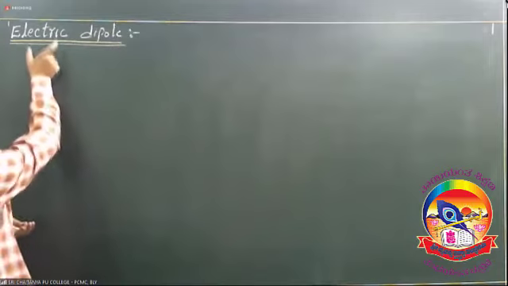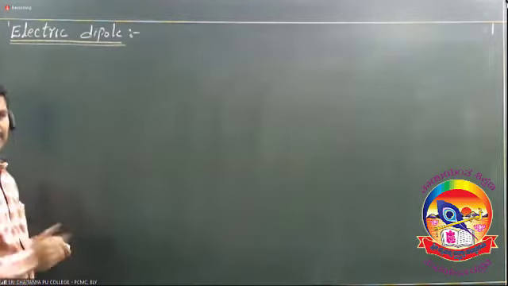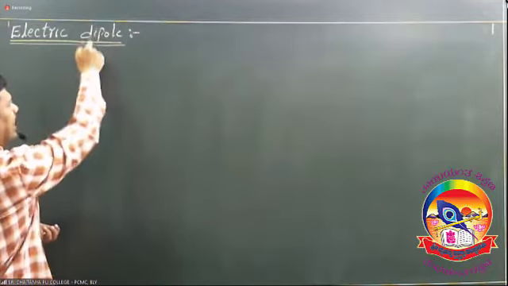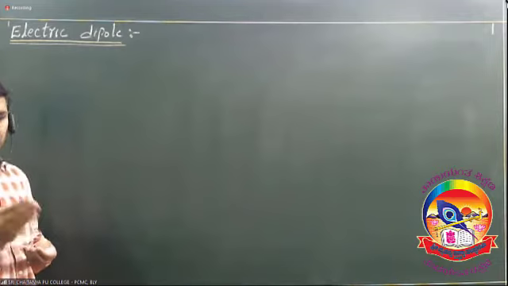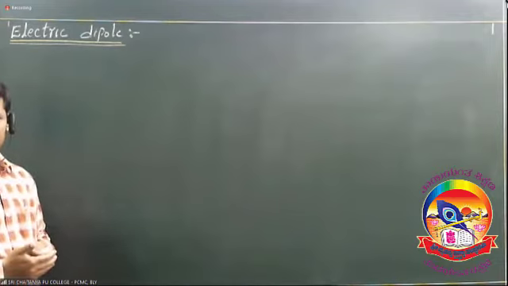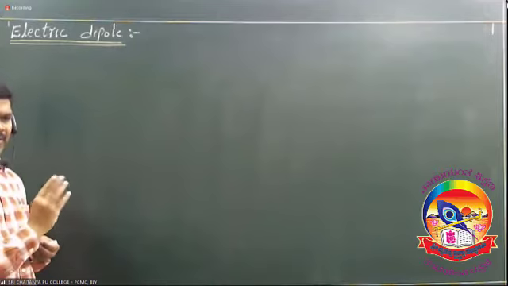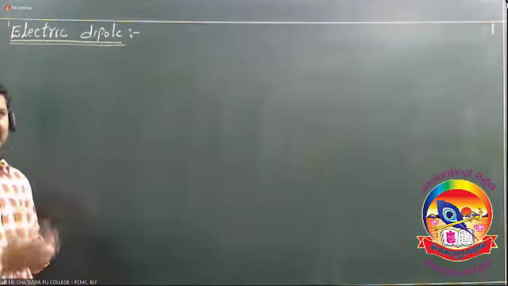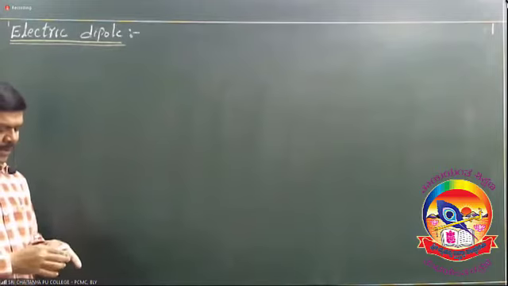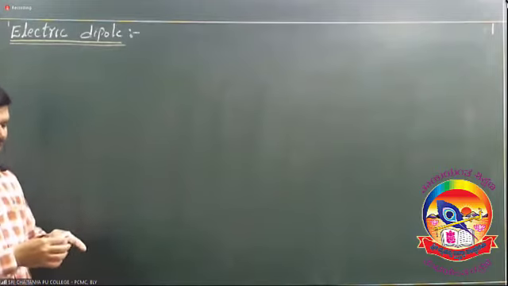The name itself tells you electric means charge. Dipole, di means two. Dipoles, different poles means different polarities. Two charges of different polarities separated by certain distance. Right? See, what is the definition of electric dipole?